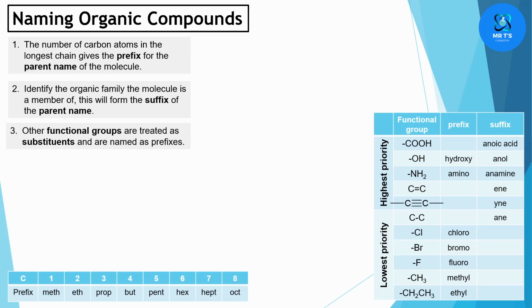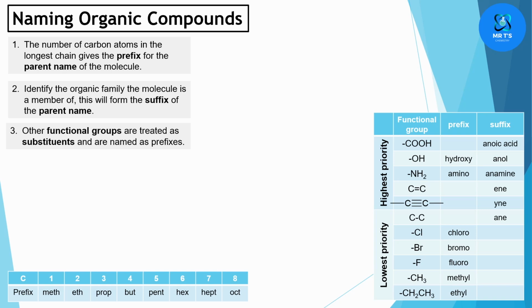Let's look at naming organic compounds. When we name organic compounds, we've got three things we're going to be looking at for a start. The first, we're going to look at how many carbons there are in the longest chain. This is called the parent chain, and we have what's called the parent name for that. We also have a table at the bottom, and we use the table to find the prefix for the parent name.